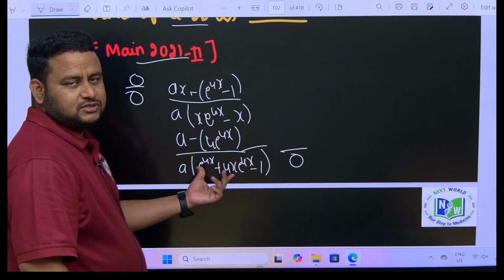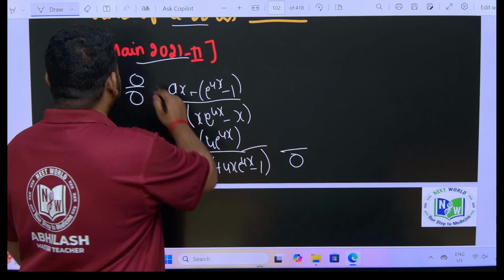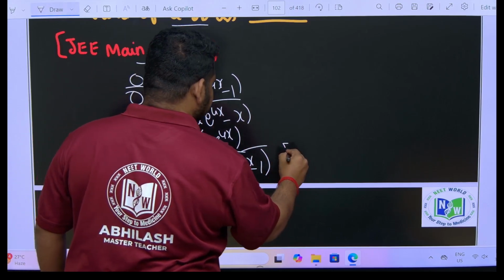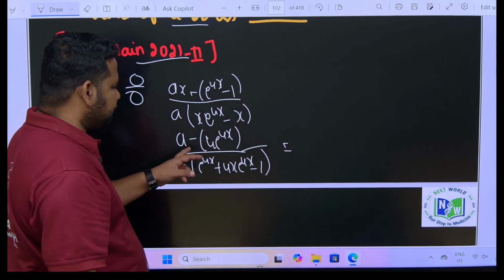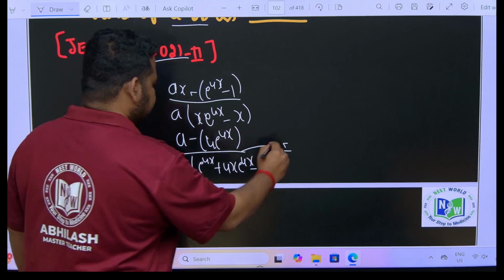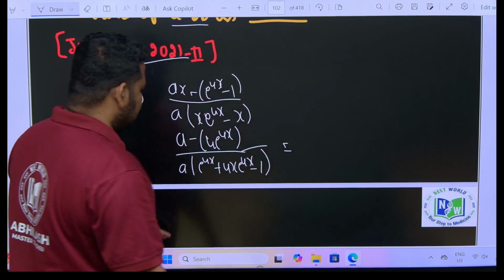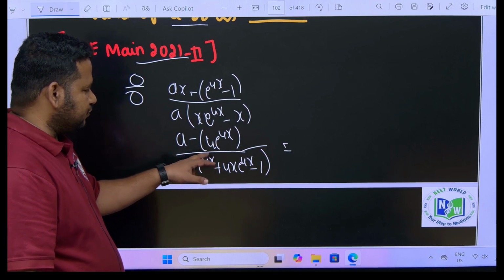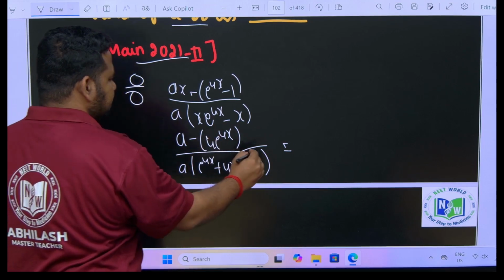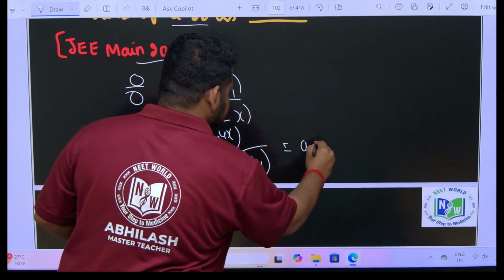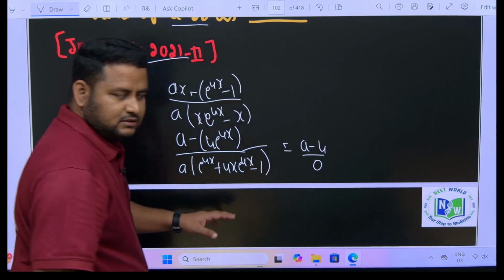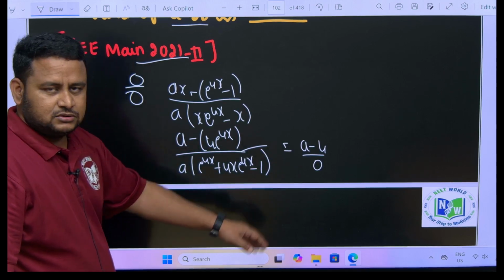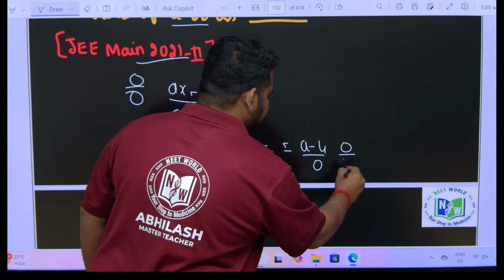If I apply x is equal to 0, so let me apply L'Hôpital's rule again. For this, if I apply L'Hôpital's rule again, what will happen? A minus 4 into e power 4x. So this will become a minus 4 divided by 0. Correct now? So this is a minus 4 by 0. So this is of the form 0 by 0 form.